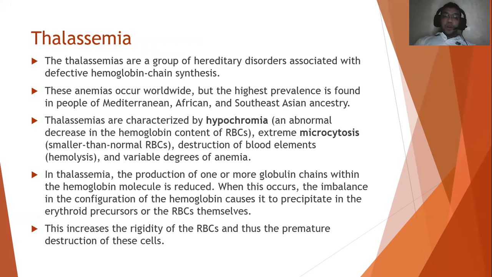In thalassemia, the production of one or more globin chains within the hemoglobin molecule is reduced. When this occurs, the imbalance in the configuration of the hemoglobin causes it to precipitate in the erythroid precursors or the RBCs themselves. This increases the rigidity of the RBCs and thus the premature destruction of these cells. So what happens here is the normal 120-day lifespan of RBCs is lessened.